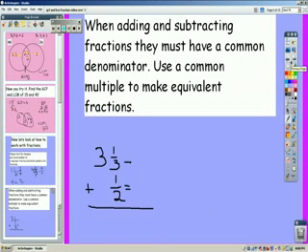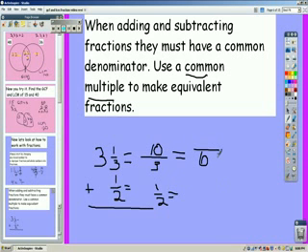And like I just said, if you have a mixed number, you want to change it to an improper fraction first. So, 3 times 3 is 9, plus 1 is 10, giving you 10/3. 1/2 is already a fraction, you move it over. Now, we have to have a common multiple to give us a common denominator. In this case, your common multiple would be 6, making it your common denominator.